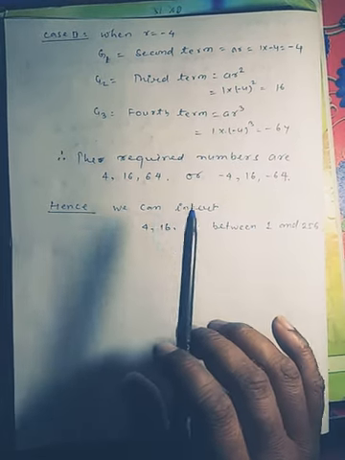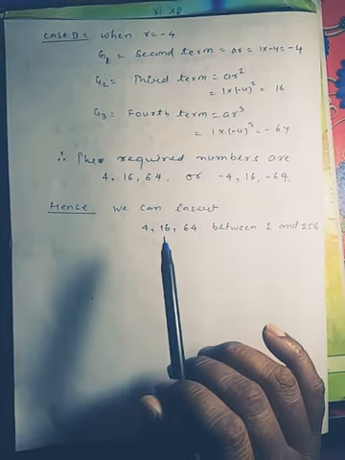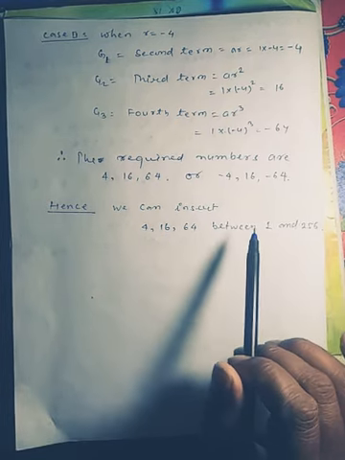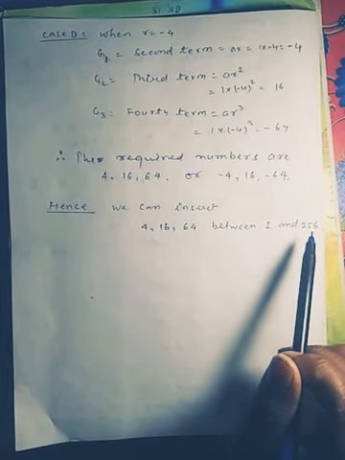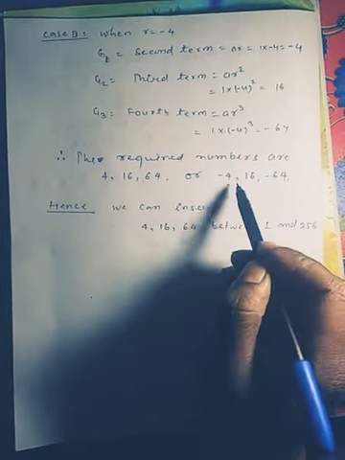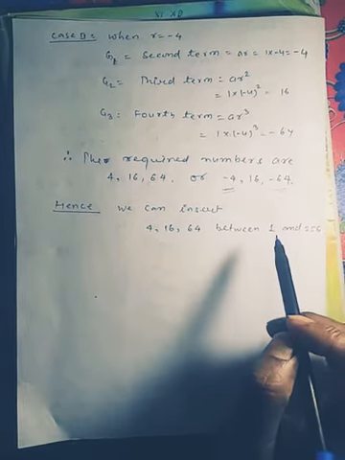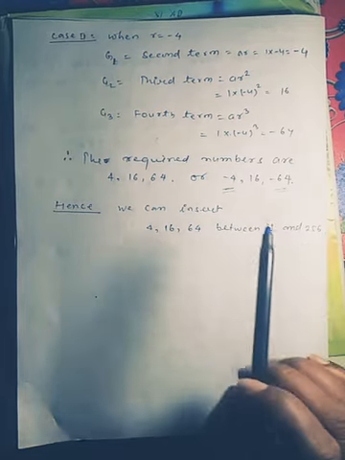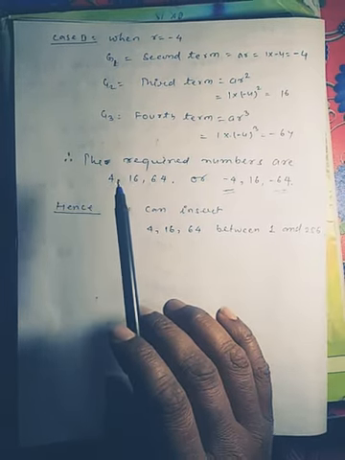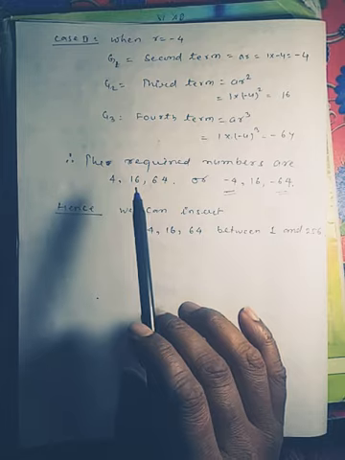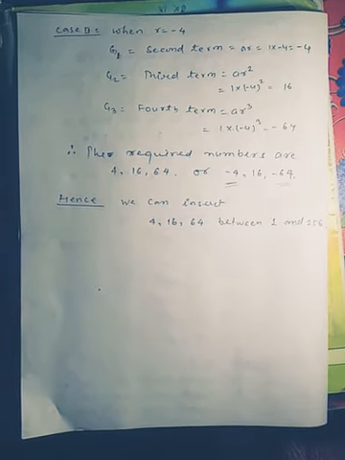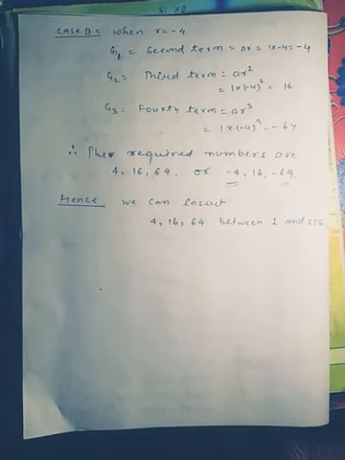Hence, we can insert 4, 16, 64 between 1 and 256. Since these negative numbers are not between 1 and 256, we choose only one answer, which is 4, 16 and 64, the required numbers.